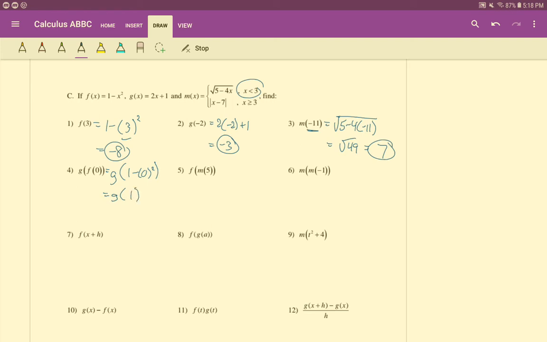Now to evaluate g of 1, we just plug it into our g function here, which is going to be 2 times 1 plus 1, which is just 3. So our final answer is 3.